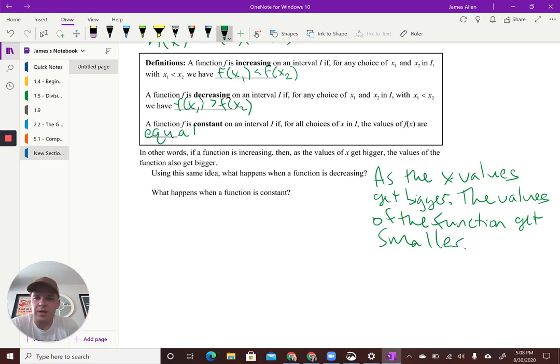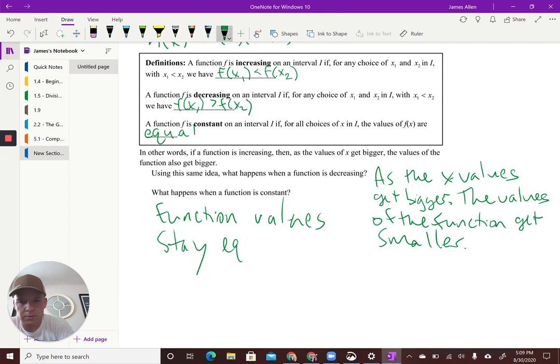Alrighty. What happens when a function is constant? Any thoughts? When the function is constant, the function values stay equal. They're fixed values, right? They're not changing at all. All right, awesome.